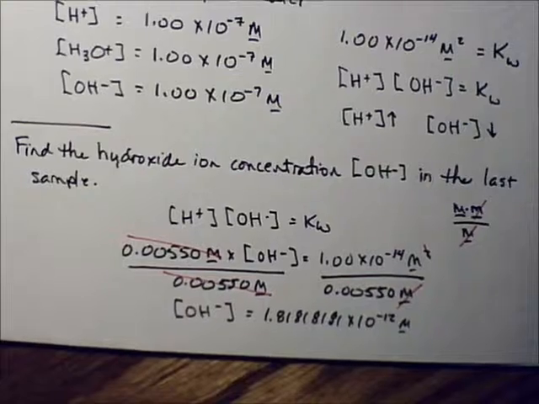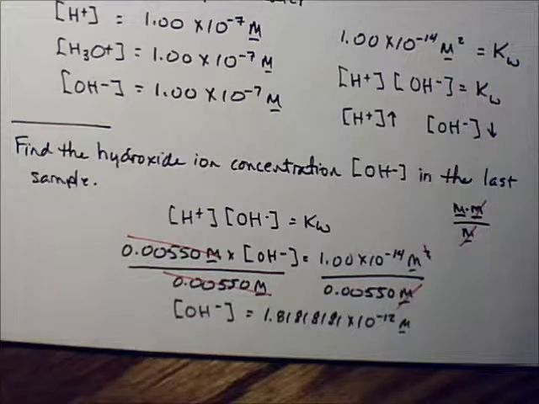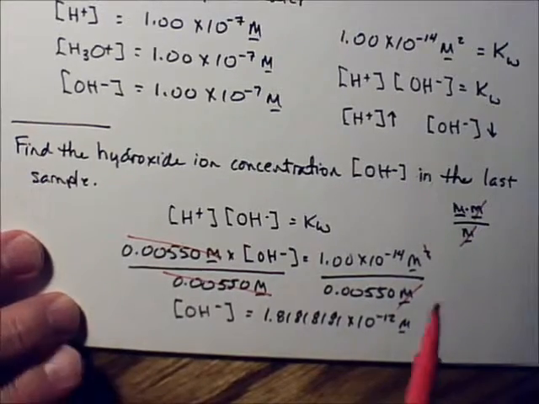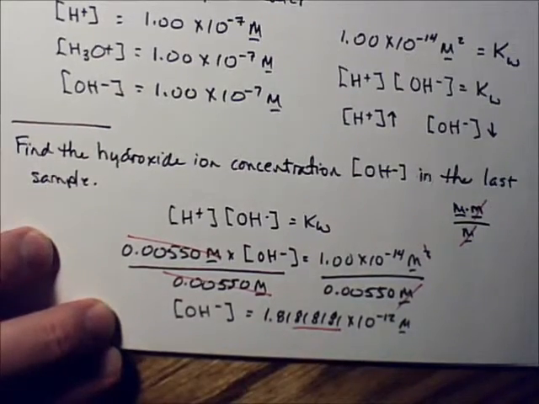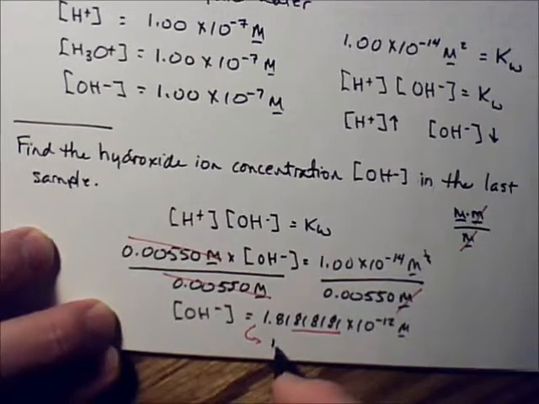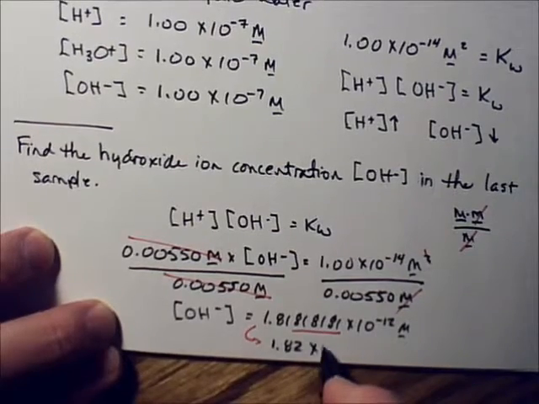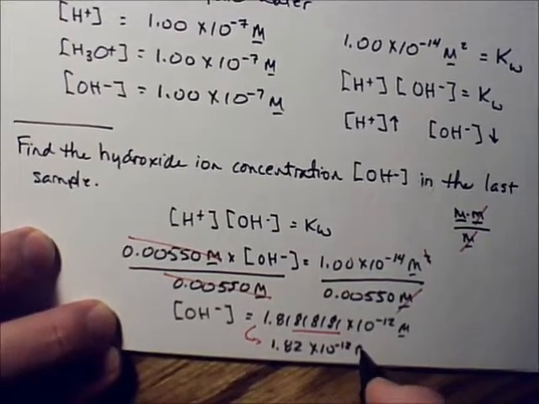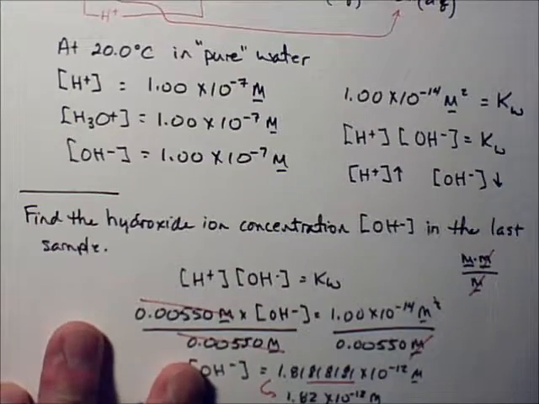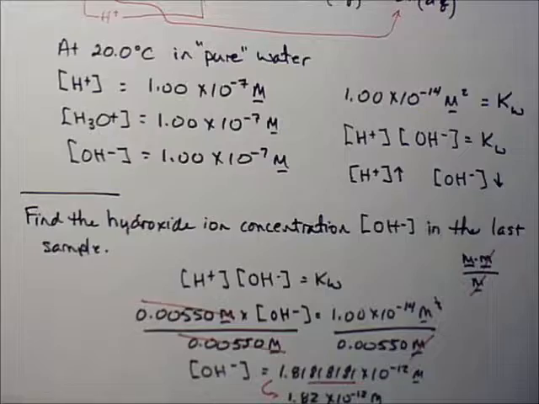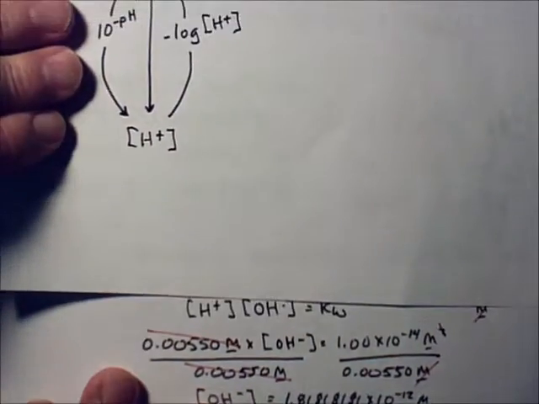Make sure you put the top operation in parentheses, because that's about 3 different math operations in one. Okay? Did you get that same answer then? And we round it off to what? 3 significant digits. So the answer we want is 1.82 times 10 to the negative 12 molar.